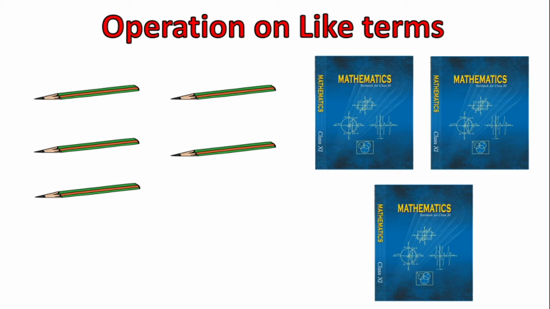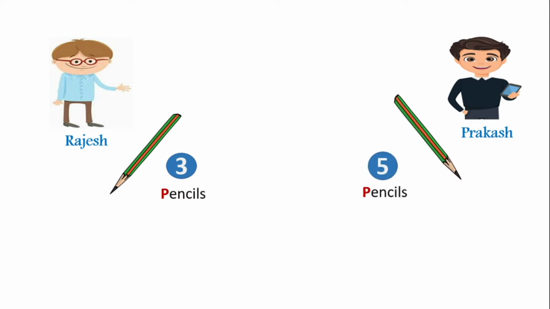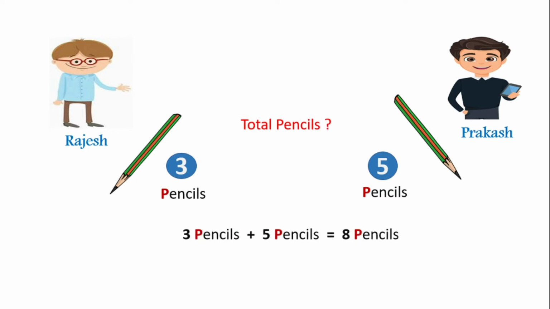Let's understand it by another example. Suppose Rajesh and Prakash are two friends. Rajesh has 3 pencils and Prakash has 5 pencils. How many total pencils do they have altogether? They have 3 pencils plus 5 pencils, which equals 8 pencils. If p stands for pencils, then the above statement can be written as 3p plus 5p, which equals 8p. But we cannot add 3 pencils and 5 balls.